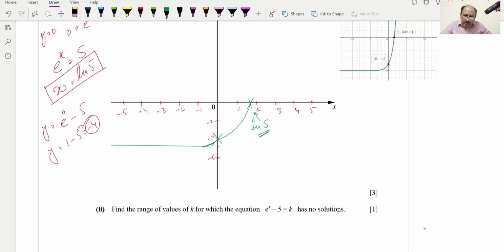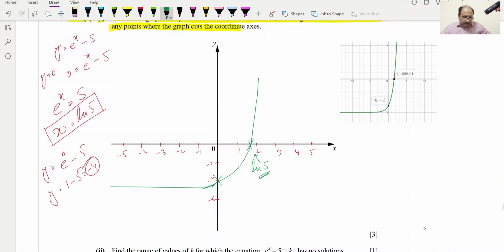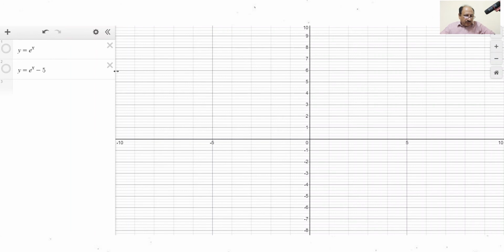Now we can show it like this. So this will be our sketch which we have drawn, and the same graph we will be practicing on the software. I'll switch to the software. Okay, so this is basically the software which I'm using.